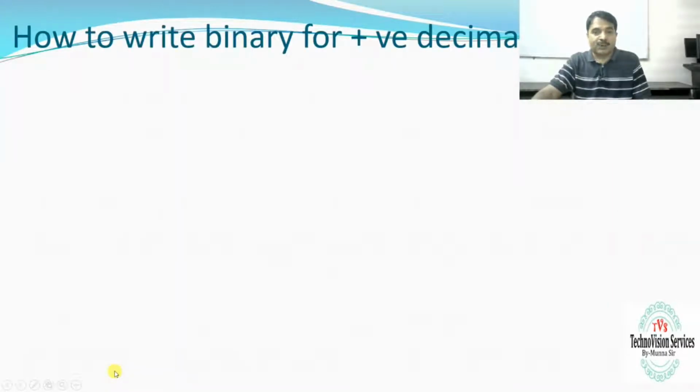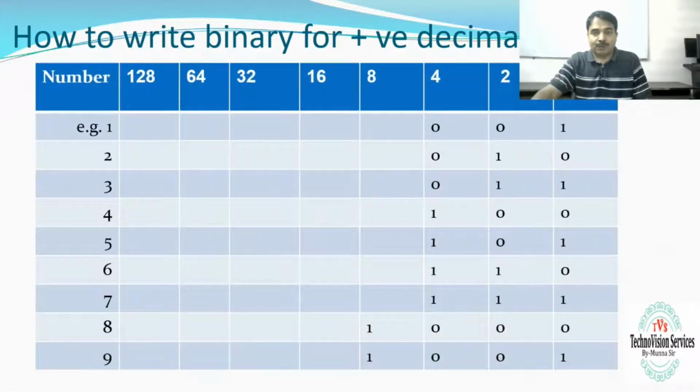First of all, we should know how to write the binary number for any decimal number. If we have a proper idea, then only are we able to understand the logic behind this. Suppose we have put here the values 1, 2, 4, 8, 16, 32, 64 and 128. So how can we write the binary for a positive number? Let's see.